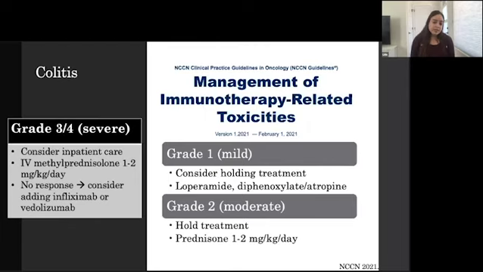For grade 2, which is defined as 4 to 6 stools above the patient's baseline per day, the recommendation is to already hold treatment at this stage of colitis and to start high-dose steroids with prednisone, 1 to 2 milligrams per kilo per day. With grade 3 to 4 colitis, inpatient care usually is recommended and a good idea since the patient is becoming so dehydrated at this point. IV methylprednisolone is specifically recommended at high doses, probably because of absorption issues related to oral steroids. If no response within a few days of therapy, the guidelines do suggest considering adding infliximab or vedolizumab.